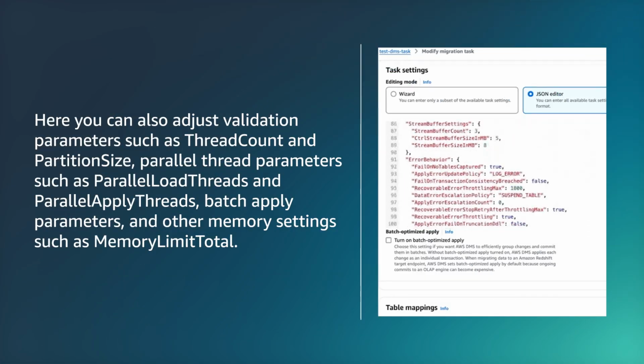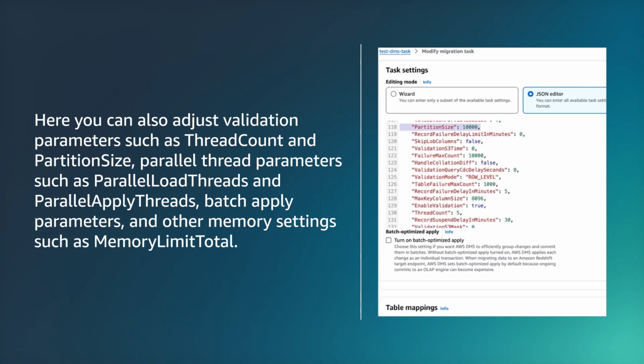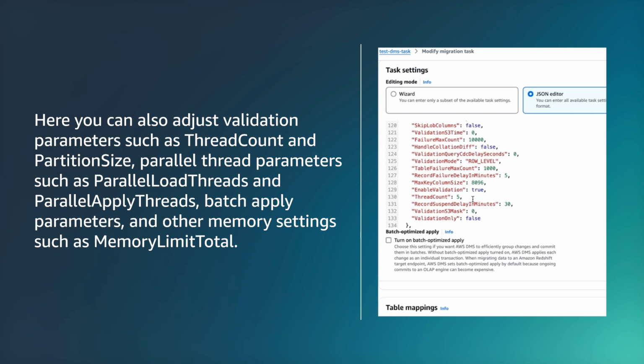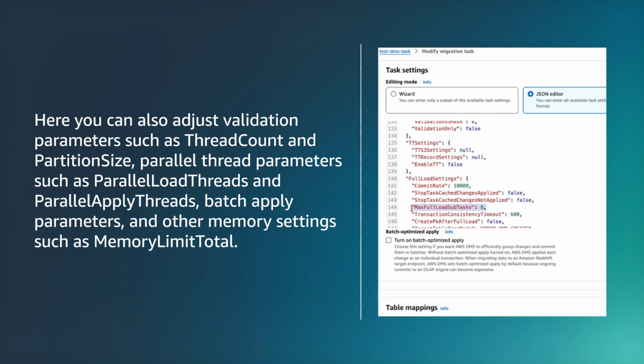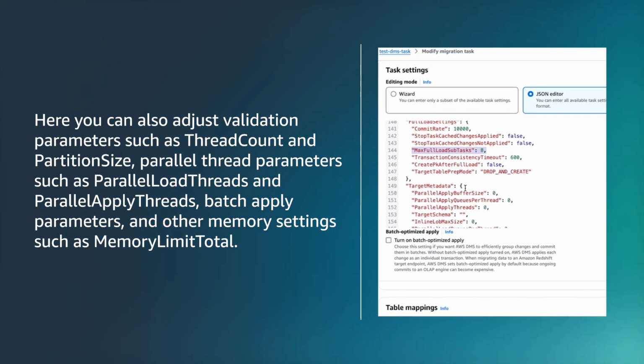Here, you can also adjust validation parameters such as thread count and partition size, parallel thread parameters such as parallel load thread and parallel apply thread, batch apply parameters, and other memory settings such as memory limit total.